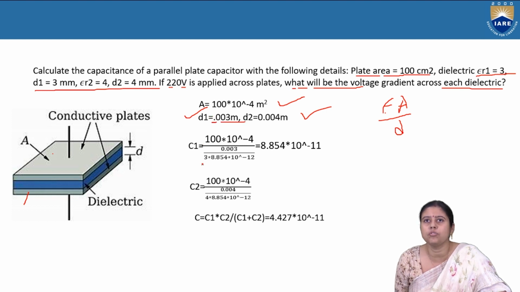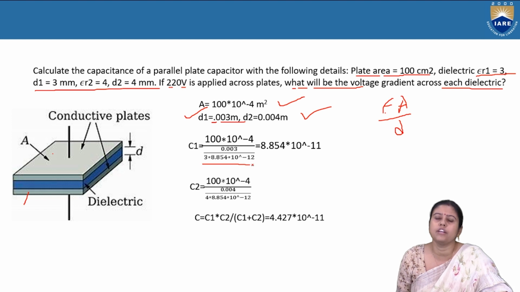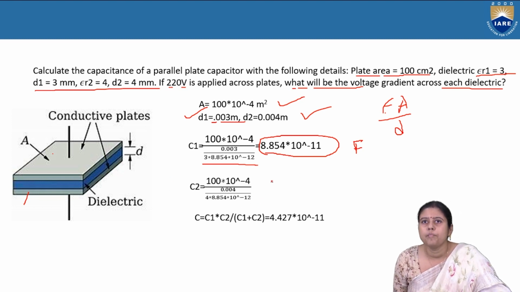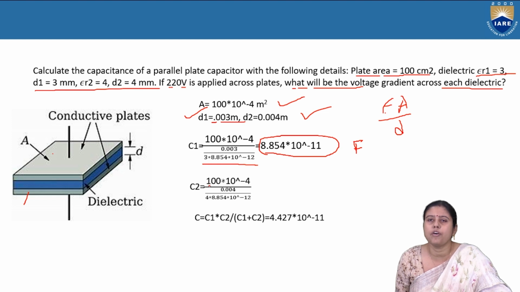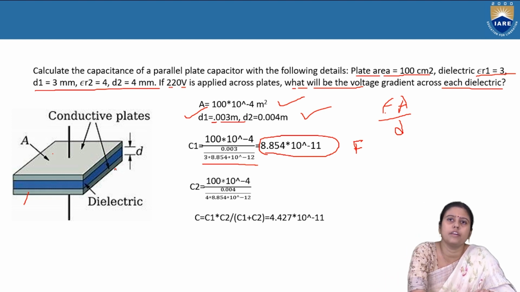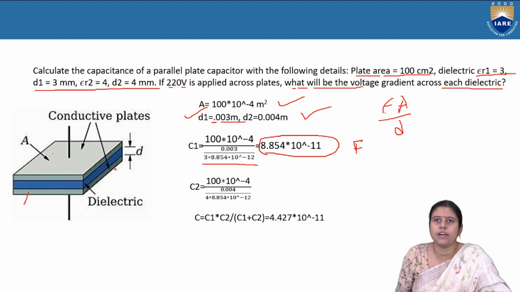C1 is 3 into 8.854 into 10 to the power minus 12, multiplied by 100 into 10 to the power minus 4 by 0.003. If we solve it, we will get 8.854 into 10 to the power minus 11, and the unit is farad. Similarly, we calculate C2 with the same formula. The cross sectional area is the same, 100 into 10 to the power minus 4 by 0.004, times 4 into 8.854 into 10 to the power minus 12.